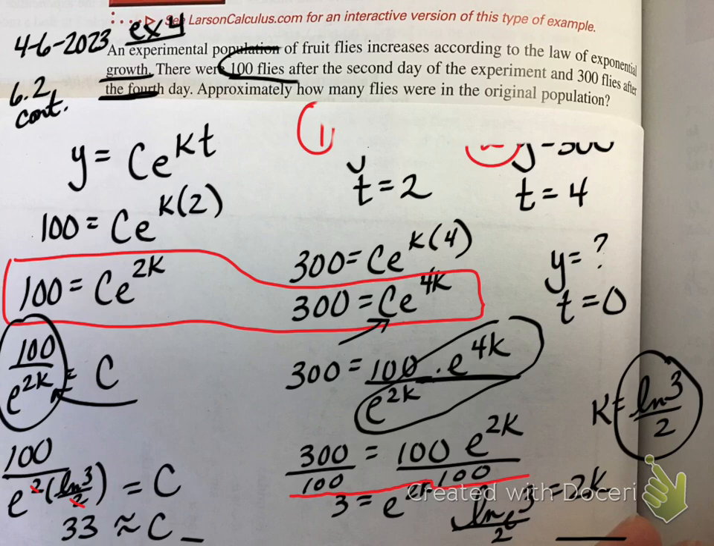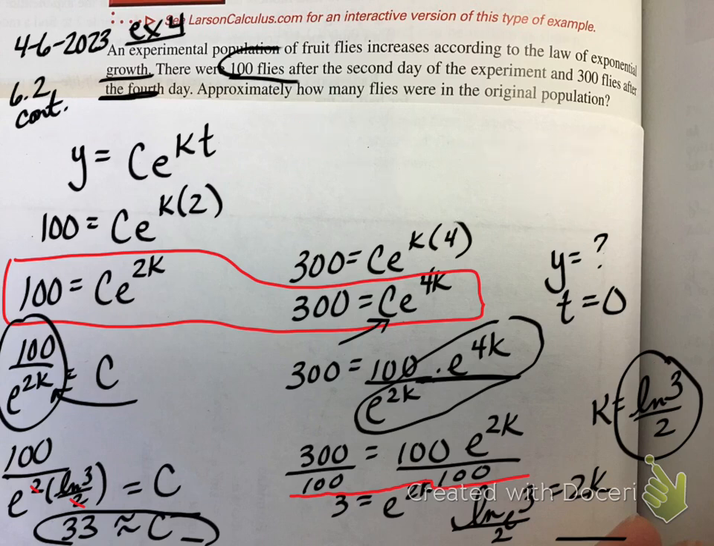Okay, we're not done though. We know what c is. So now we can go back to our original equation. That's the downfall of the whiteboards. It's just not enough room. So let's go back to y equals ce to the kt. We know what c is now. It's 33. And we know what k is. It's ln of 3 over 2. Let's get that as a real value. ln of 3 divided by 2.